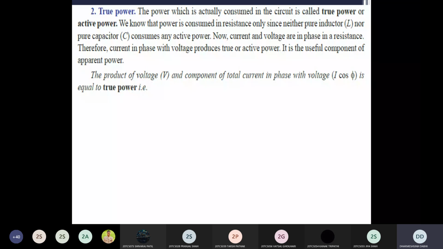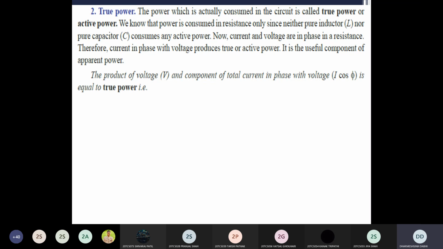Clear? Because when you provide the power to the inductor or capacitor, what will happen? At every quarter cycle of your supply, they consume and then again they give the power to the source. So average power given to the capacitor or inductor is 0 in one full cycle, because in one quarter cycle they consume and in another quarter cycle they again give this power to the source. Clear? So in one cycle, the average power consumed by the inductor and capacitor is 0. That's why we can say that the active power cannot be consumed by the inductor or capacitor.